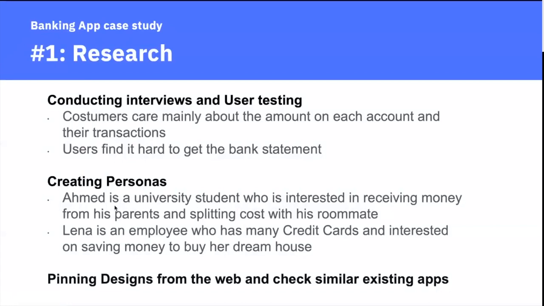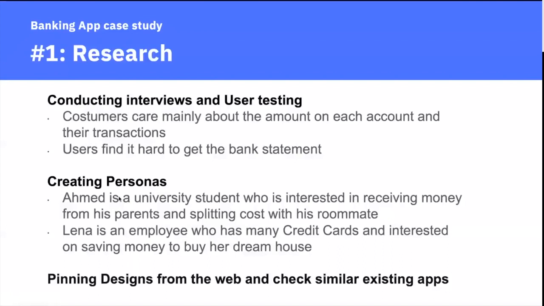So from this statement, we can know that splitting money is really important when designing a banking app. Splitting money, paying money to your friends. And the other fictional persona that we have is Lina. Lina is an employee who has many credit cards. She has many accounts, and she is interested in saving money to buy her dream house. So based on this statement, we can know that it's important for Lina to know her transactions, where she is spending her money. When she can track her spendings, she can save money.